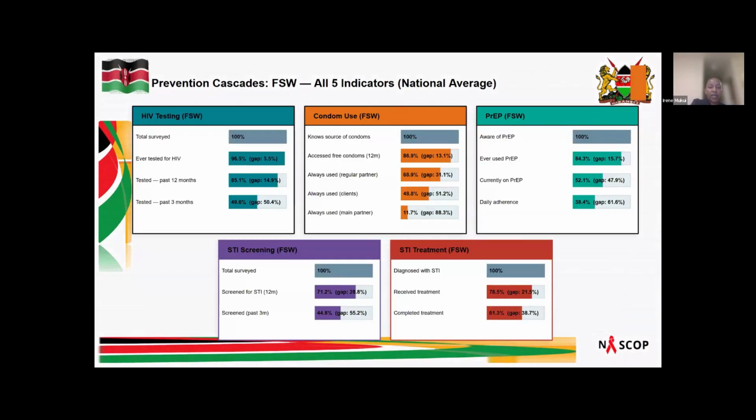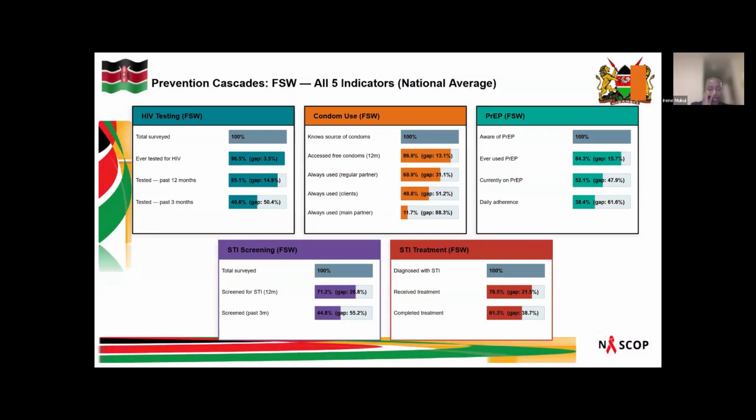So we'll just give you an example. We did both the national level coverage, which is consolidated, plus we've also drilled down by age groups and also by county. So we'll give you a snapshot of what we found at the national level and also some of the geographic differences. So for example, this is the HIV testing cascade among the female sex workers.